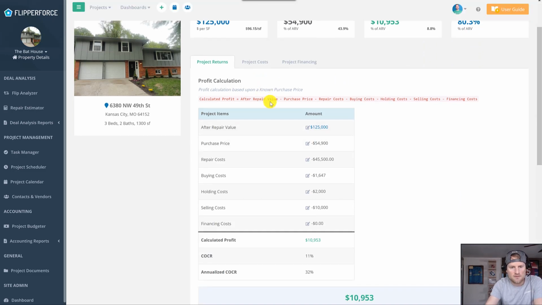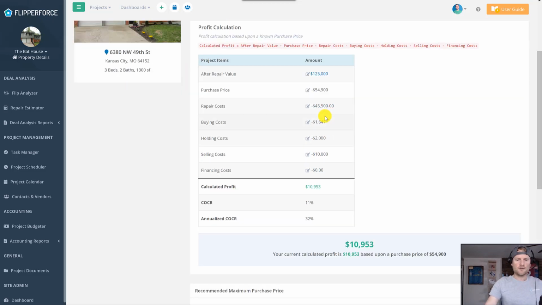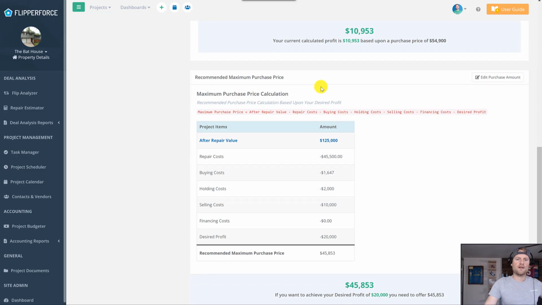Down here in the project returns tab, it's going to tell you how much profit you're making. Again, the formula is just the after repair value minus your purchase, minus your repair costs, minus your buying costs, your holding costs, your selling costs. So again, we're only going to make around $11,000 based upon this purchase amount of $54,900.